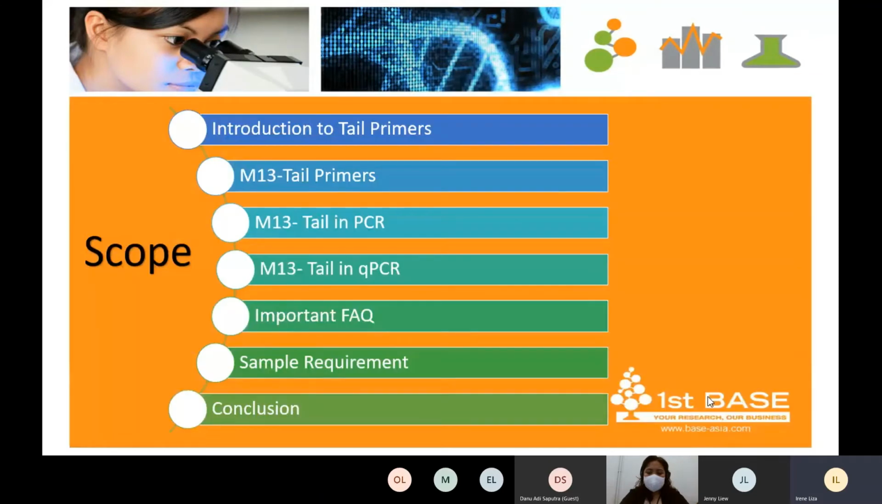So let me introduce you to the scope of presentation for today. First of all, I'll be doing an introduction on tail primers, and then I will move in specifically to M13 tail primers. We will look into how M13 helps in short PCR fragments as well as qPCR, some important FAQ, sample requirement, and I will close with conclusion.